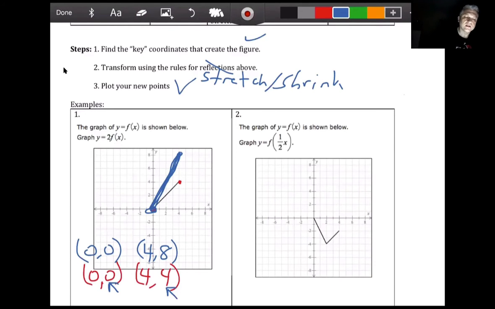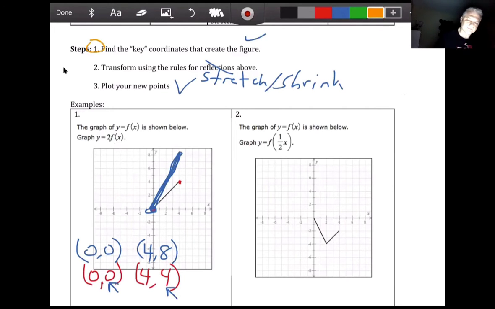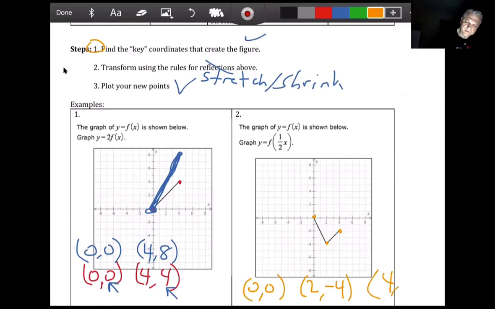All right. Now look at example 2. This is the one that will trick people in more ways than one. So here we go. Step 1. Find the key coordinates. There's a (0, 0). There's a (2, -4). And there's a (4, -2). Isn't that nifty? Cool.